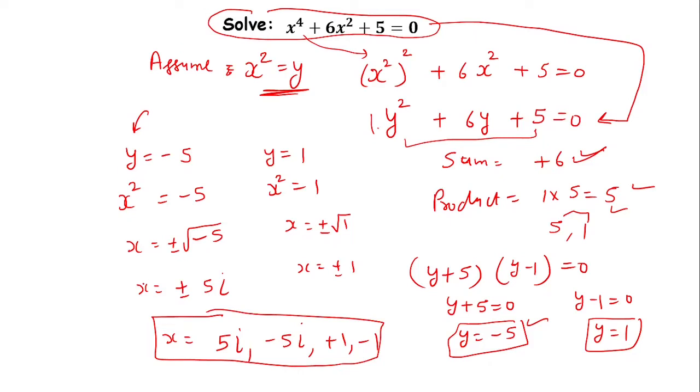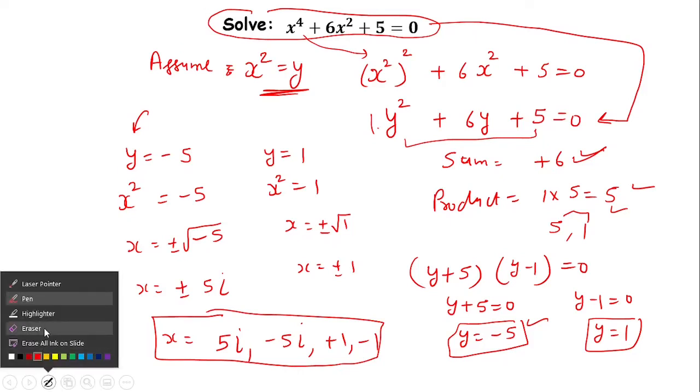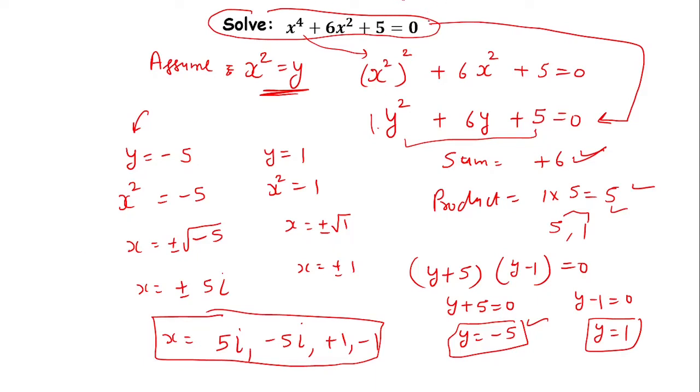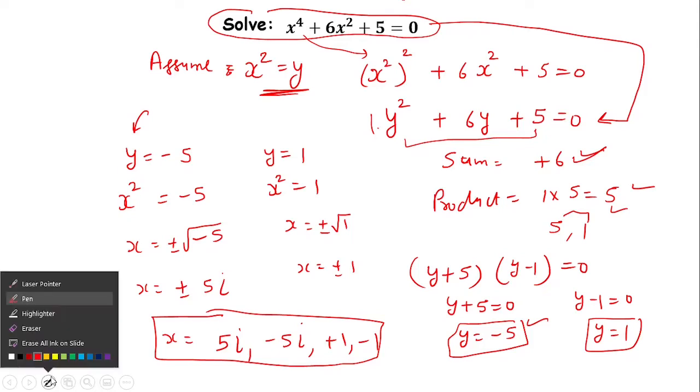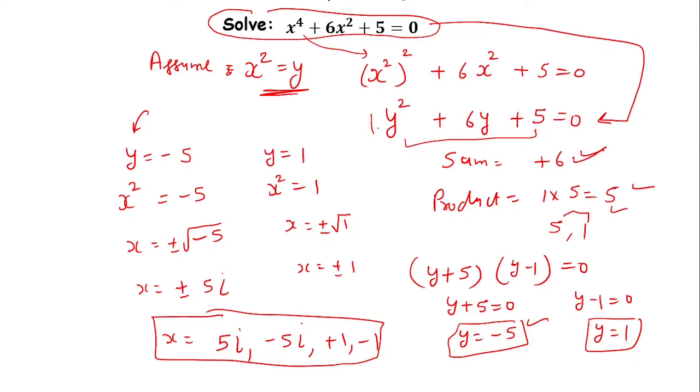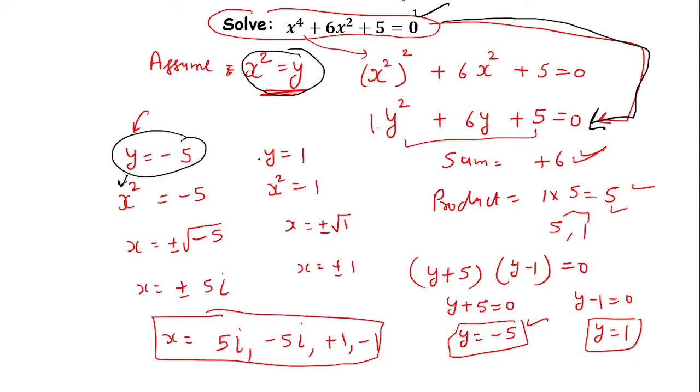See, my dear, what was the method? Sometimes it's not easy to factorize the given question. In that case, we convert that question into quadratic form by assuming x² is equal to y. But at the end, we have to replace this value again to get my answer in the form of x.